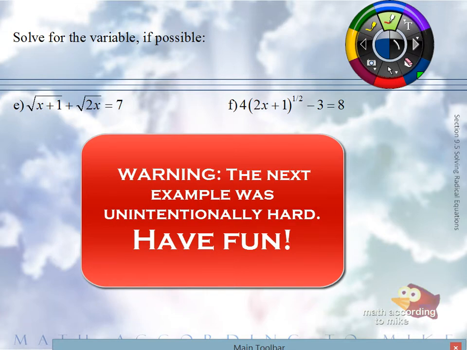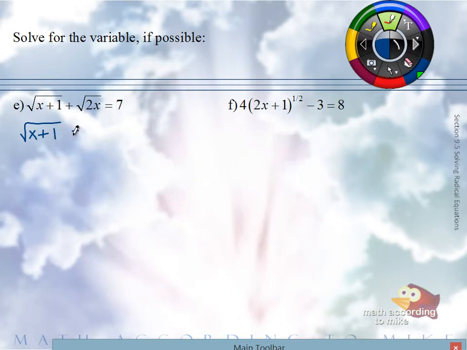All right, we're going to isolate the x plus 1 radical. Should have taken the 2x. It's that child stuffed with candy. Everyone likes candy. 2. What are we going to raise both sides to? Second power.